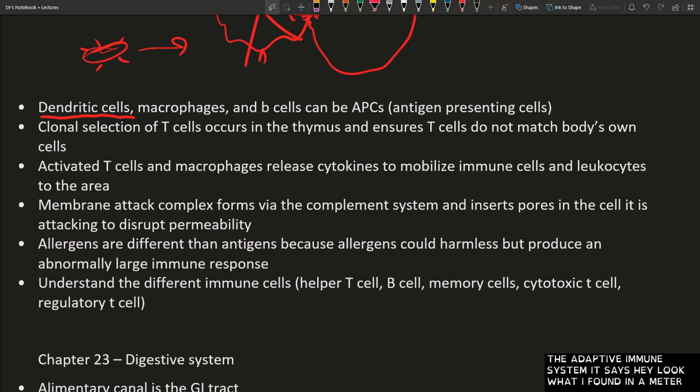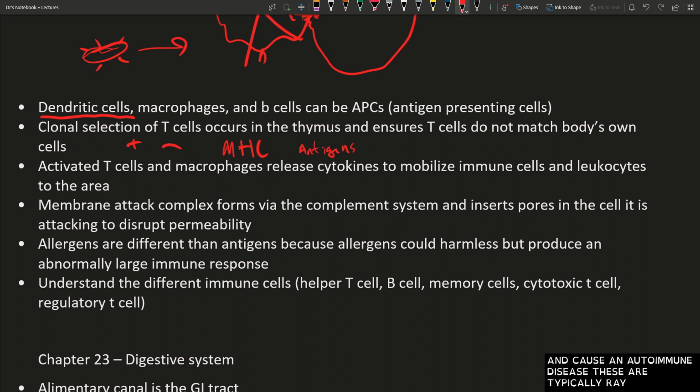And then also, we can talk about clonal selection here, specifically of T cells. Remember, there's positive and negative. Positive and negative clonal selection. Positive clonal selection makes sure those MHCs, or major histocompatibility complexes, match. The negative selection makes sure the antigens don't match something in the body. If they match something in the body, they could be released and cause an autoimmune disease.